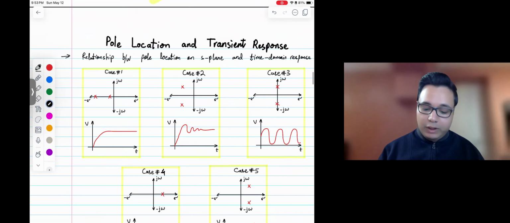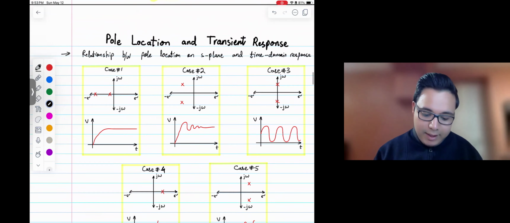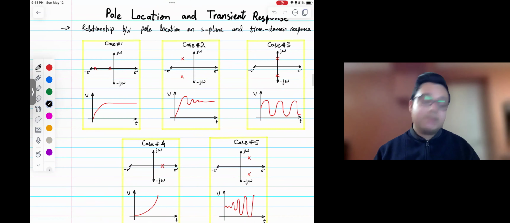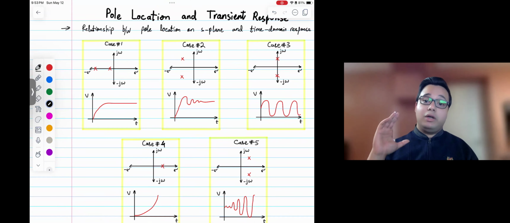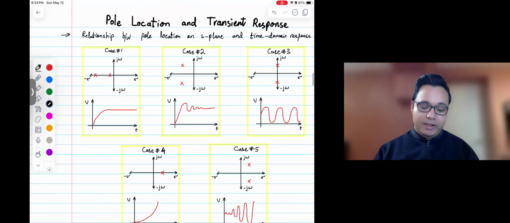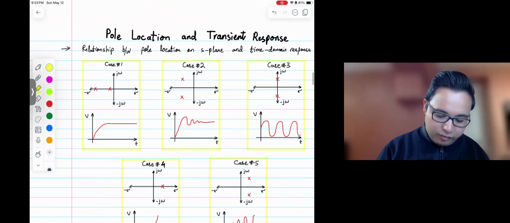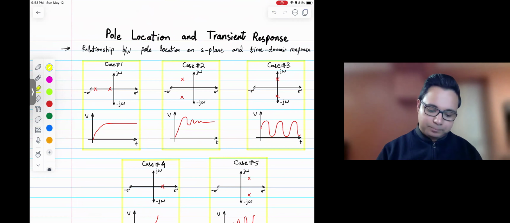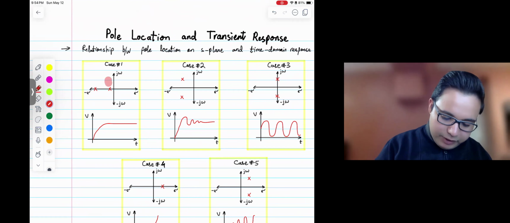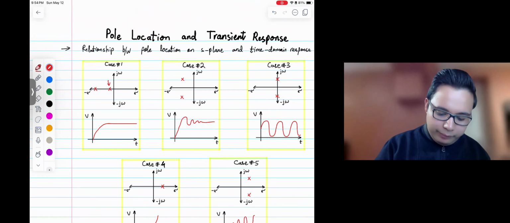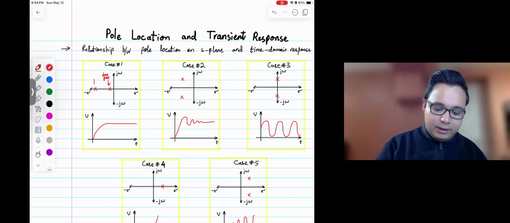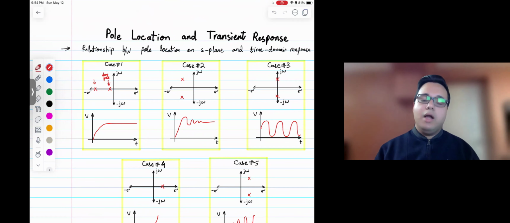Let's look at the relationship between pole locations and the transient response. So here I have 5 cases. That doesn't mean that these are the only possible cases. There are other cases as well, but I've mentioned 5 cases here. So let's look at case number 1, where we have both poles in the left-hand plane. Sorry, this would be the low frequency pole, also sometimes called the dominant pole. And this would be the non-dominant pole or the fast pole.